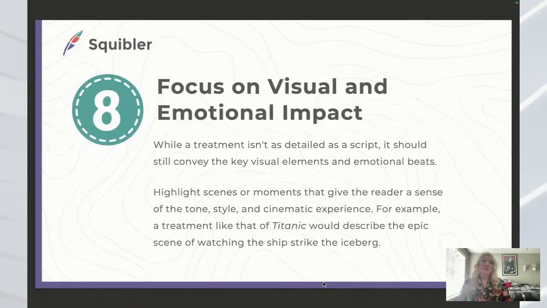The next tip is to focus on visual and emotional impact. And this is very different from novels because screenplays are tied into a visual field, into filmmaking. So while a screenplay treatment is not as detailed as a script, it should still have key visual elements and emotional beats in it. So you want to highlight scenes or moments that give the reader a sense of the tone and style and cinematic experience. For example, a treatment like that for Titanic would describe the epic scene of watching the ship strike the iceberg. If you're reading a treatment like that, you know immediately what you're going to see on screen.